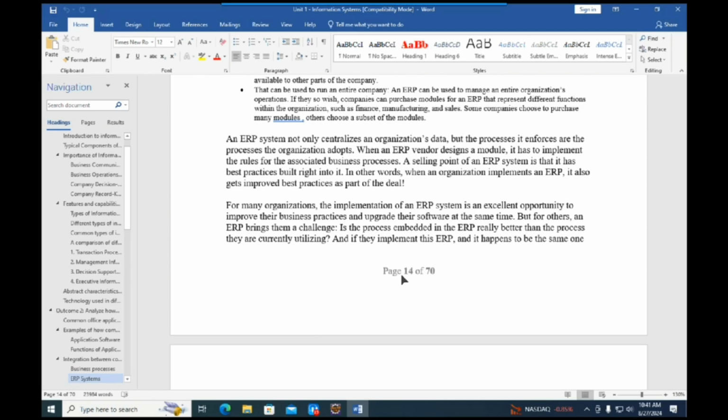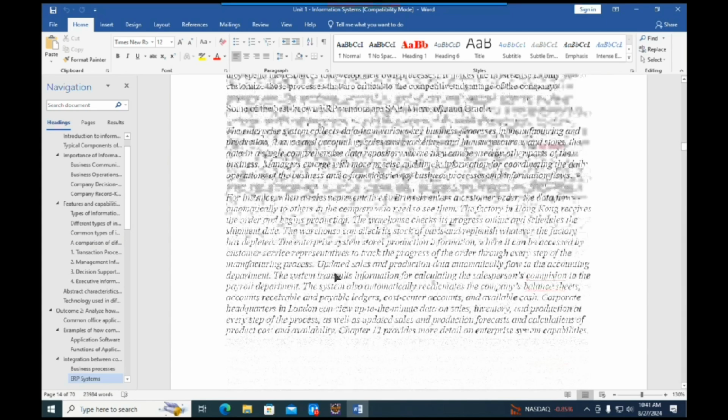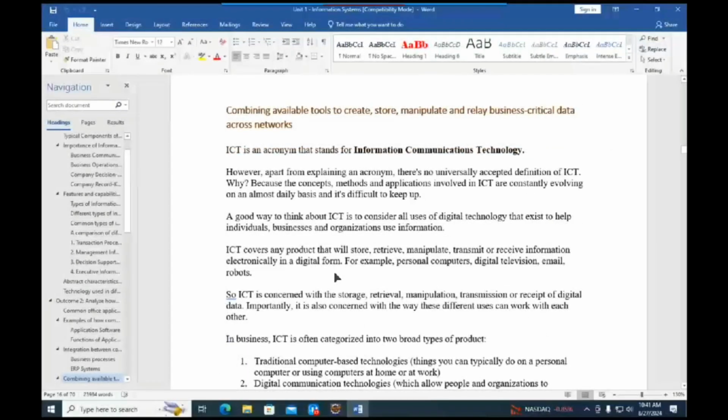An ERP actually has processes that are unique to that organization. But again, we can buy ERPs that do something really similar to other organizations. So for many organizations, the implementation of the ERP system is an opportunity, since it improves the business practices and makes sure that software upgrades are done at the same time.